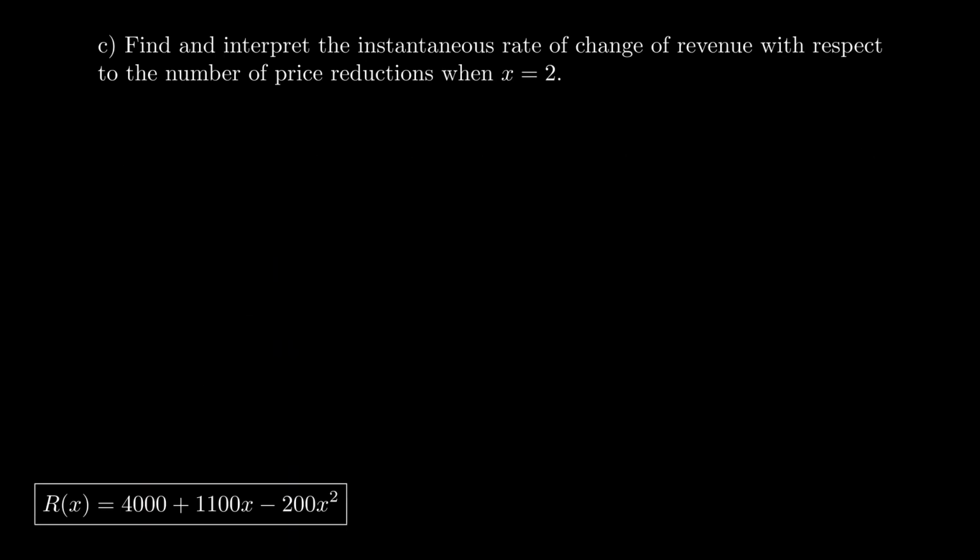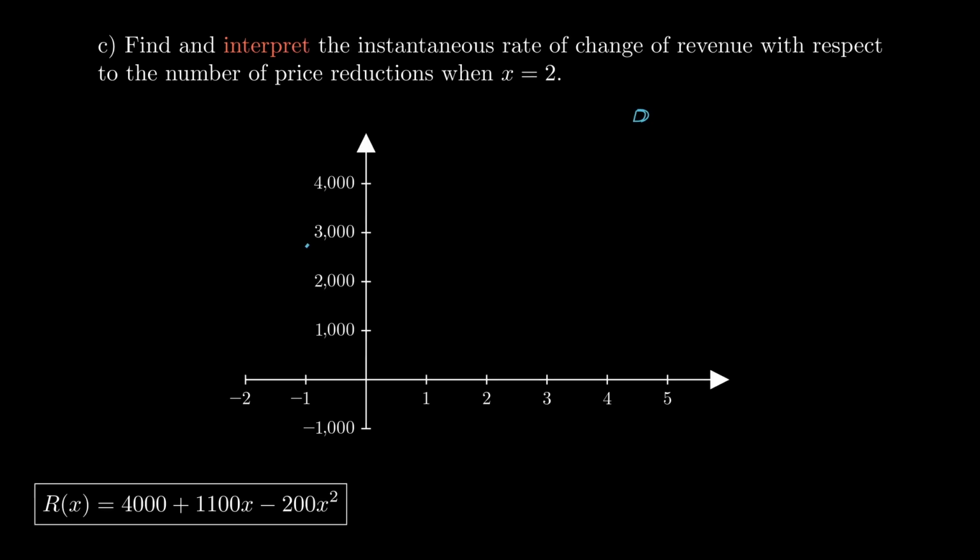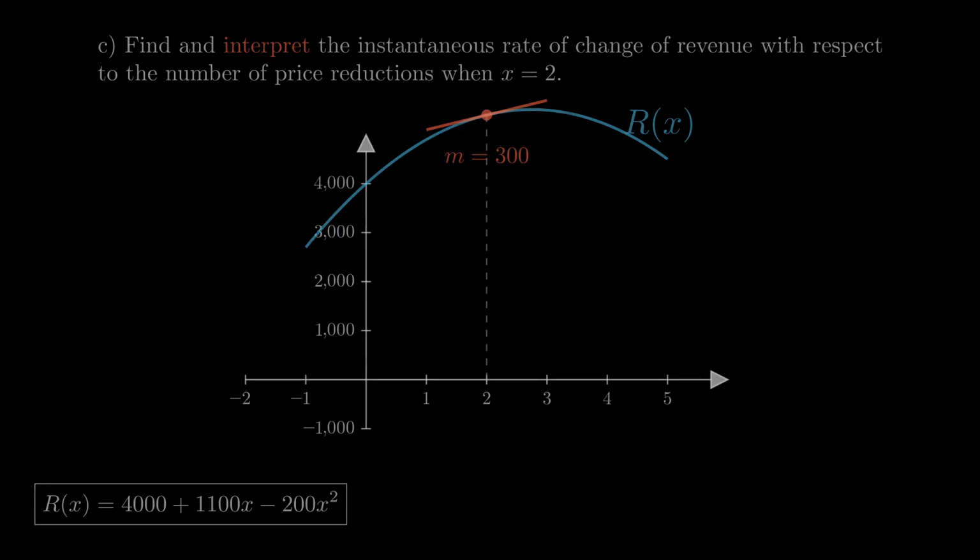Now, since the question asks us to also interpret, we can think about what this value means. We know that the instantaneous rate of change refers to the slope of the tangent line at this point. We can think of it as the slope of our revenue function at x equals 2. And here it's telling us that increasing x will increase our revenue by around 300 at this point.